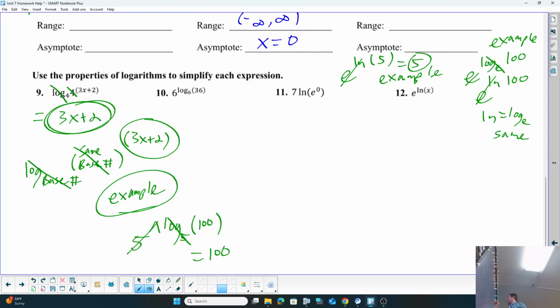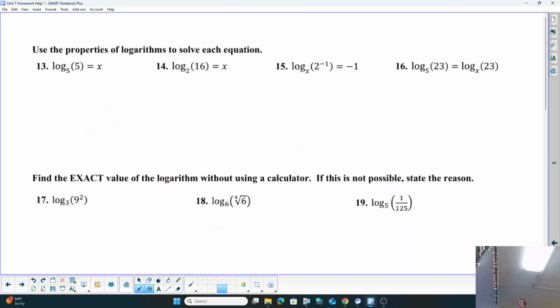What about this guy? Well, this is 7 times ln of e to the 0 power. This is the same as 7 times log base e, and so log base e undoes base e. We're just left with a 0, and 7 times 0 is 0. So try number 10 on your own. Try number 11 on your own. Give it a try. Properties of logs are pretty cool. The base gets rid of the log, and then the log gets rid of the base. Interesting. Go ahead and try the next ones on your own.